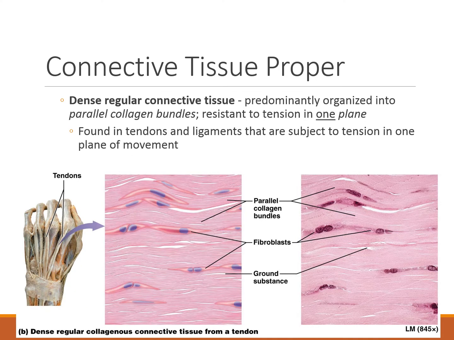This is dense regular collagenous connective tissue. Like the dense irregular, the ECM of this tissue is composed largely of thick collagen bundles that are stained pink here. But here, the collagen bundles are arranged in a parallel fashion. This provides a great amount of resistance to pulling, but only in one plane. You find this type of tissue in tendons and ligaments that are usually only pulled in one direction.